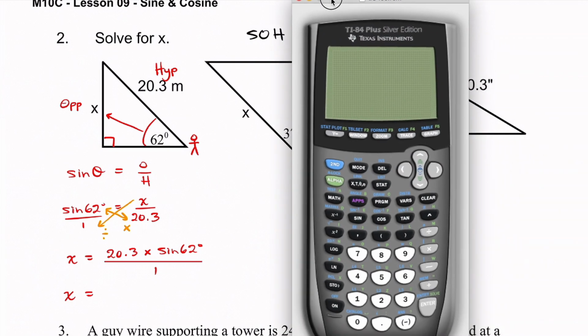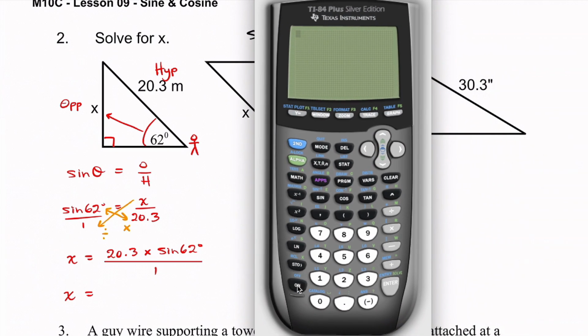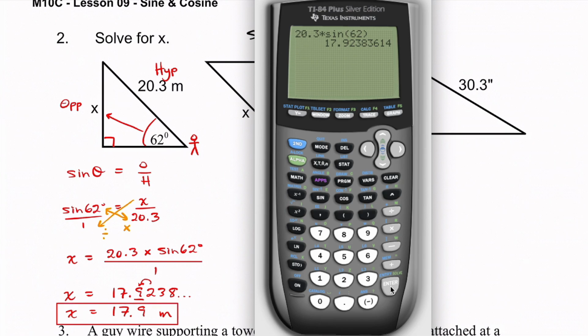So I'll pull out my calculator, turn it on. Okay, and then we're going to type in 20.3 times sine 62. Okay, and then we'll click enter. And we get 17.923. So let's write that down. And in this question, it doesn't say what to round to, but most of the time we like to round to the nearest tenth. So we're going to round this to the nearest tenth. So there's the nearest tenth right there. And this 2 is not going to round that up. So we just get 17.9. And then our units, we had meters. So that one is done.